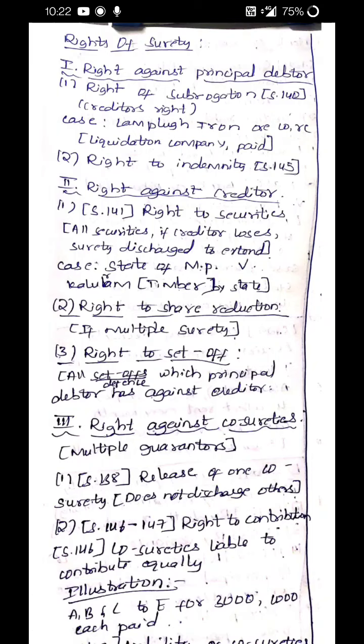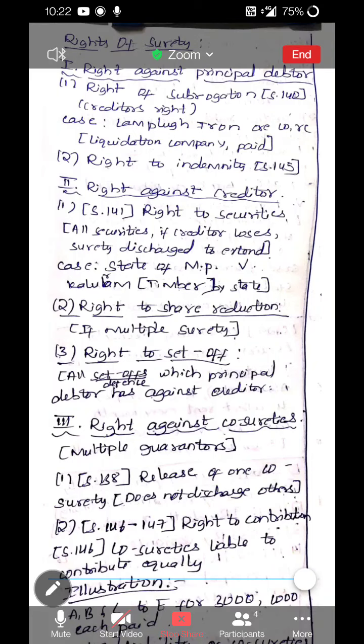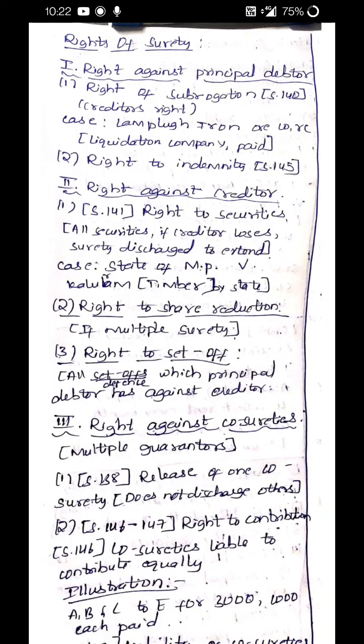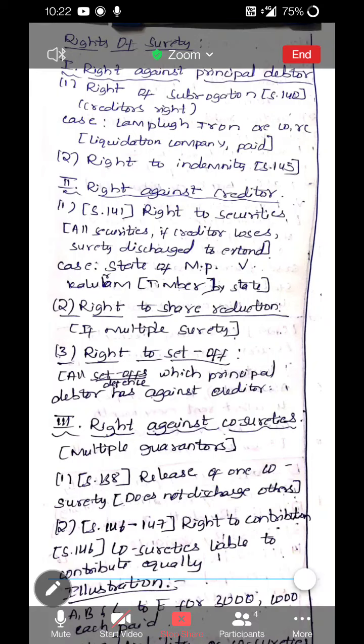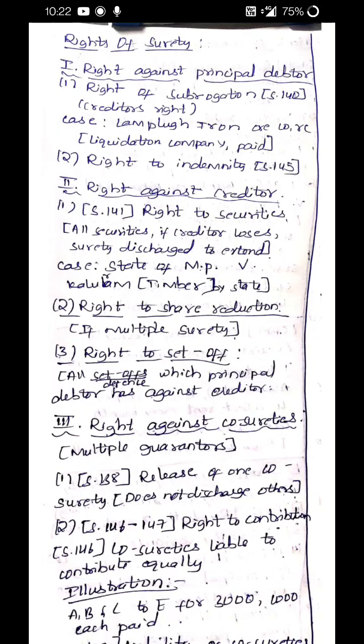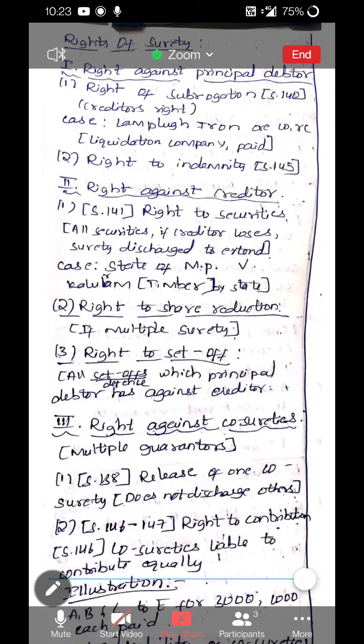Section 140 says it. There is the case Lampag Iron Ore Co. Re. In this, there is a liquidation company, and the surety pays all the amount when the principal debtor causes harm, and the surety pays his amount also. But now the creditor has certain rights over the principal debtor, so all the rights now are passed to the surety.